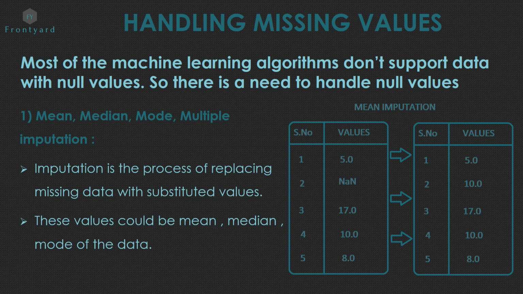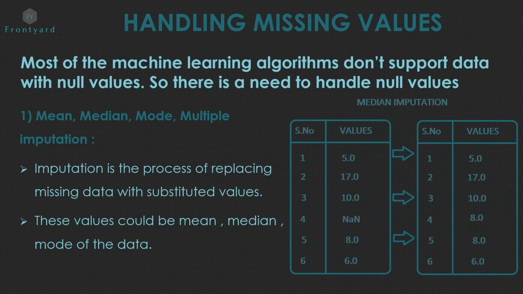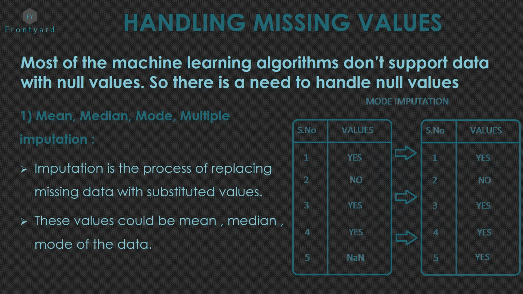Here, in mean imputation, the null values on the left hand side are replaced by the mean value. You can see it on the right hand side. Next is median imputation. The null values on the left hand side are replaced by the median values and it is displayed on the right hand side. Next is mode imputation. The null values on the left hand side are replaced by the mode value on the right hand side. Here the mode is yes. So the null values are replaced by the value yes.